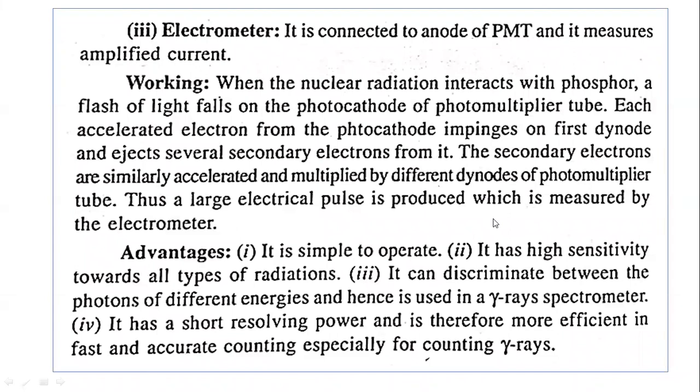Okay. So, what are the advantages of this scintillation counter? It is very simple to operate. It has high sensitivity towards all types of radiation. We know the Geiger-Müller counter has very good sensitivity towards alpha radiations and beta radiations, but it cannot count gamma radiations. Okay, but in this case, all types of radiations can be counted by the scintillation counter.